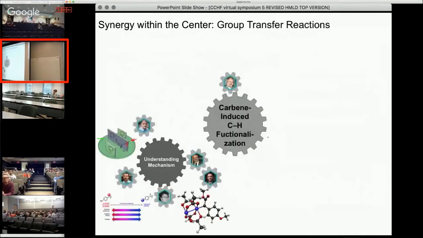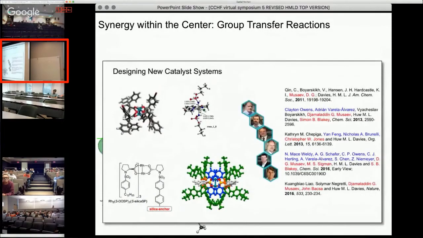Next slide, please. So now with that mechanistic understanding, we can really begin to think deeper about how we can develop the catalyst design. Next slide, please. And so again, we've been able to collaborate with several groups to do this. So for example, again, with Jamal Musayev, we've been able to design a lot of interesting dirhodium catalysts, including the one at the bottom right, which is another view of the catalyst I've been talking about today.